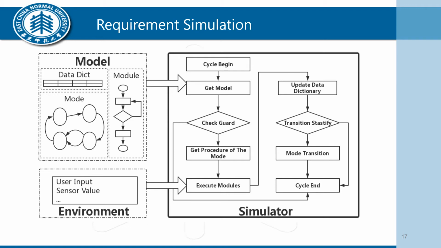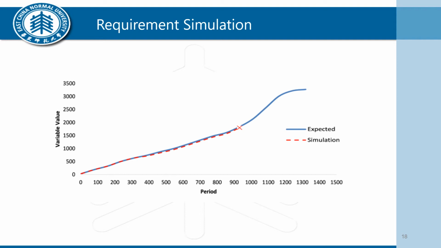In our requirement simulation, we get the value from the environment model and calculate the value by model. And we simulate the model period driven. And then we store the results of the simulation every period. We detected 2 errors based on the simulation.